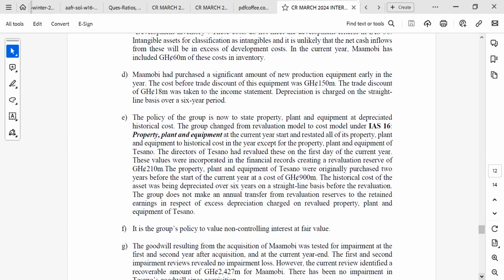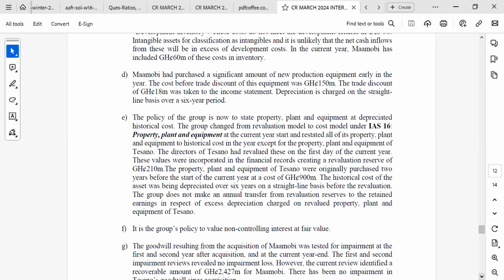That is our policy. Now we want to change from revaluation model to what? Cost model. This particular change should be applied retrospectively because it's a change in accounting policy. It's not a change in an estimate. So what we have to do is start doing everything from the time that the asset was purchased. So the policy is now to state property, plant, and equipment at depreciated historical cost.